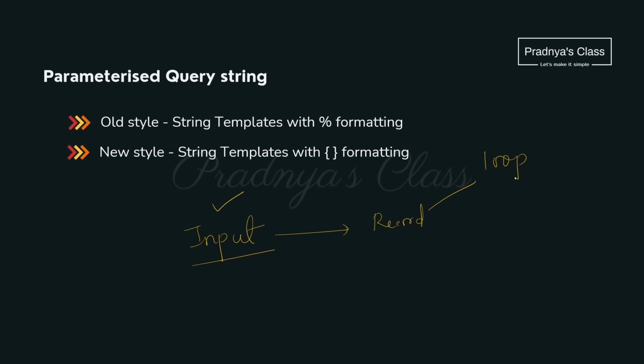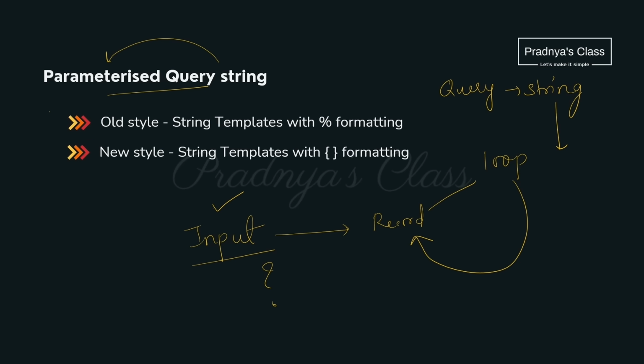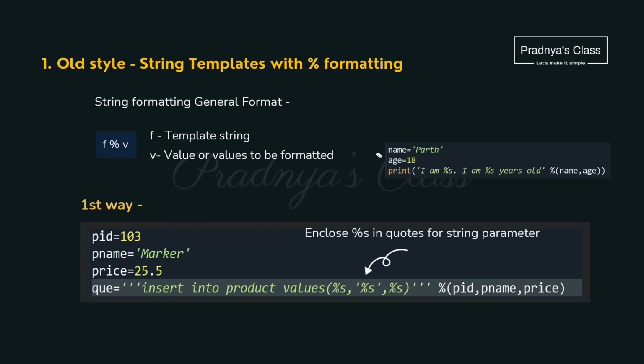So how do we pass this input to the query? That is nothing but a parameterized query. In the program we understood that whenever we design the query, it is in the form of a string. So if we want to format the string, we will be using the concept of string formatting. For formatting, we can use 2 options: first the old style with the % symbol, and the new style with the format function.